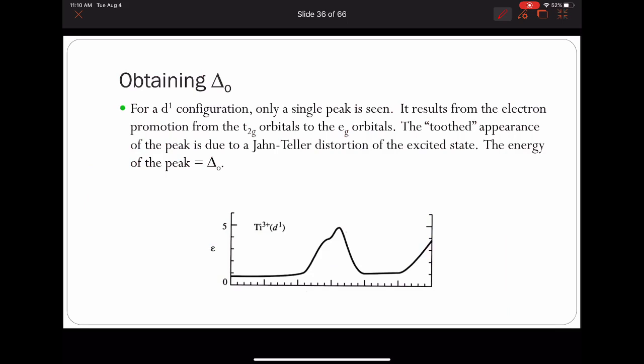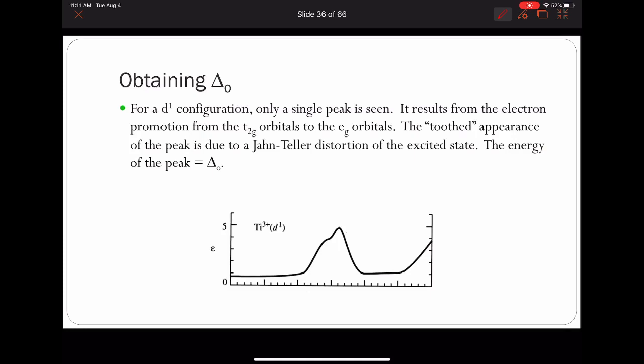Of course, we mentioned that we can determine delta octahedral from our electronic spectra. If we take, for example, a d1 system, a d1 system necessarily only has one allowed transition which can occur. This is going to be a transition from the t2g set of orbitals to the eg set of orbitals. So we can essentially directly read the energy of delta octahedral based upon the energy of this transition. Now you'll notice there is a toothed appearance, or a shoulder, that appears on our band that's observed here.